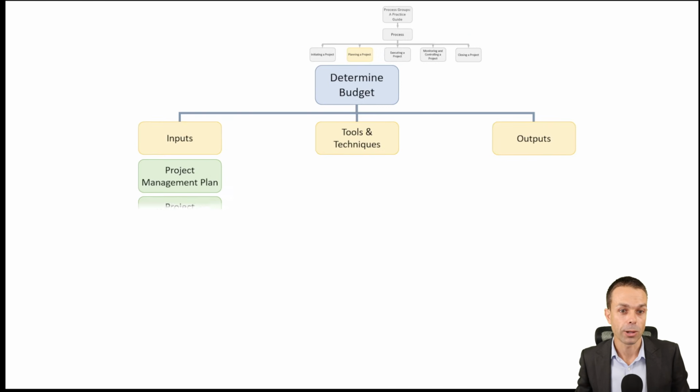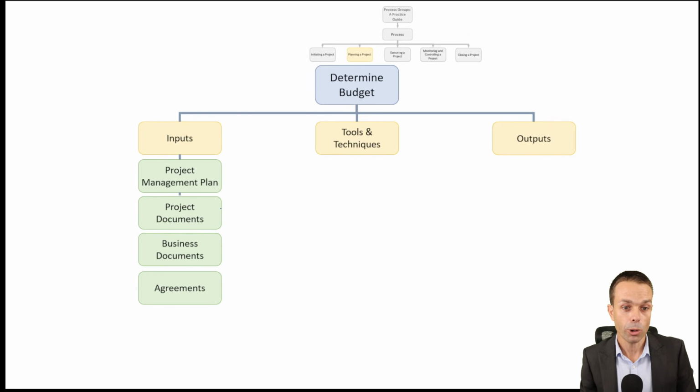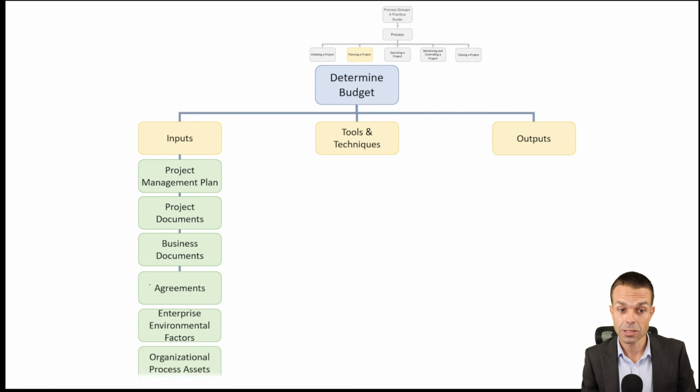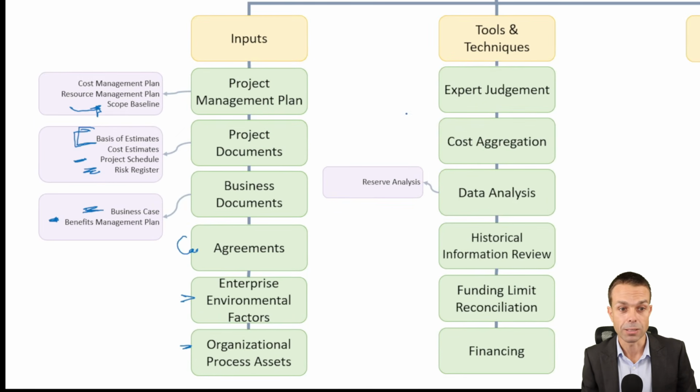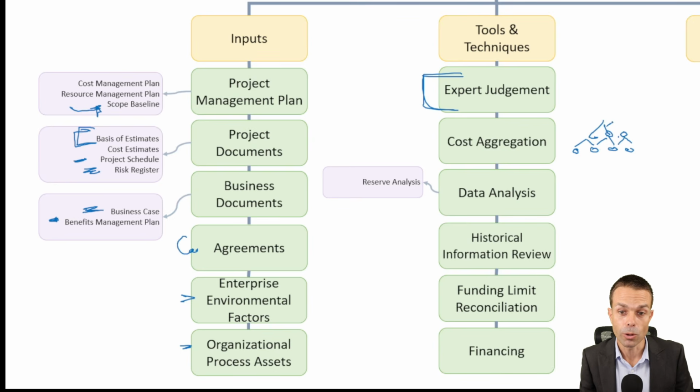So the inputs that we're going to need are our project management plan, project documents, business documents, any agreements in the organization already, and EEFs and OPAs. Expert judgment, so all of that from the right people within the business or the organization or the project. Cost aggregation, where we're taking all of the costs for the work packages, aggregating them up into larger items, features or deliverables, and aggregating those up into an overall project budget.